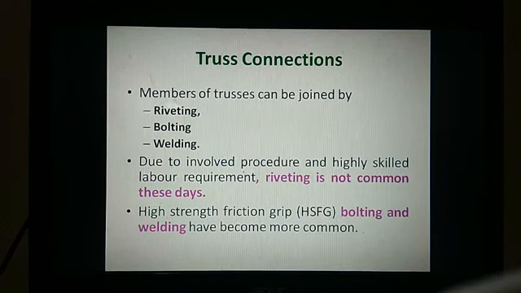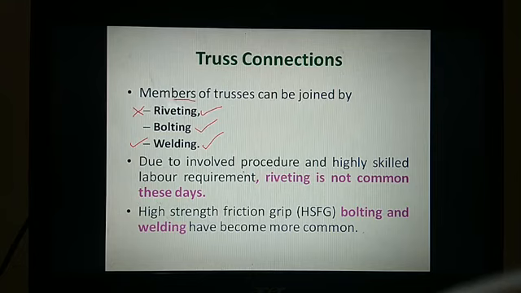So coming to truss connections, how do you connect your trusses? What connections can be used to connect chords, tie members and strut members at a joint, at a node point? Here the members of trusses can be joined with the help of riveting, which is a permanent connection, bolting, which is a temporary connection, and welding, again a permanent connection. Due to the involved procedure and high skilled labor required, nowadays riveting is not commonly used. They are neglecting riveting because welding is a permanent connection which they are using nowadays.